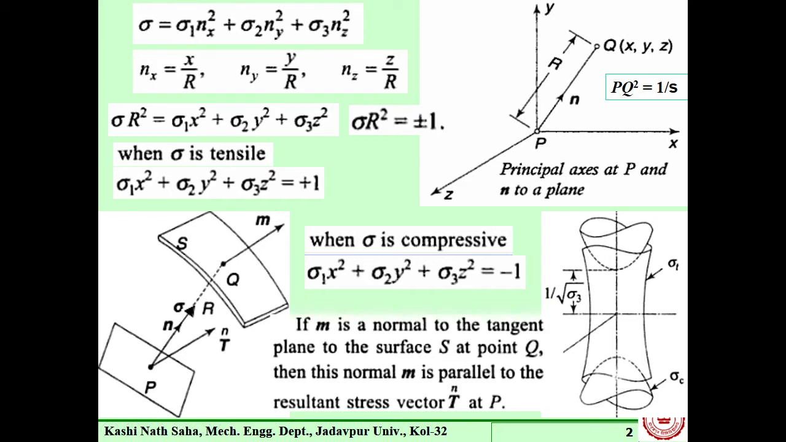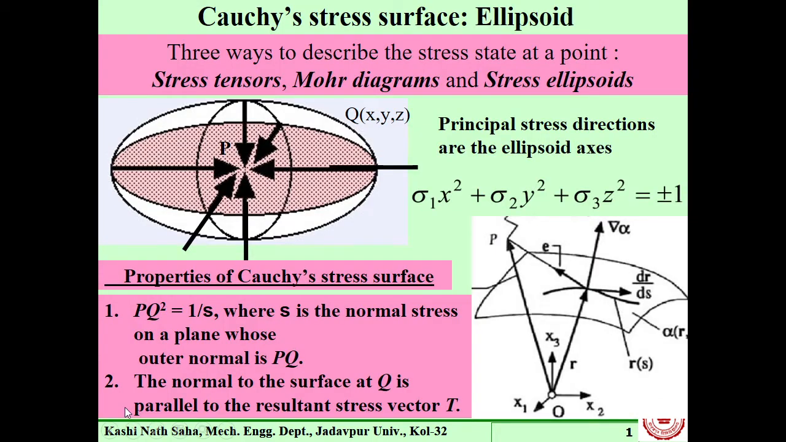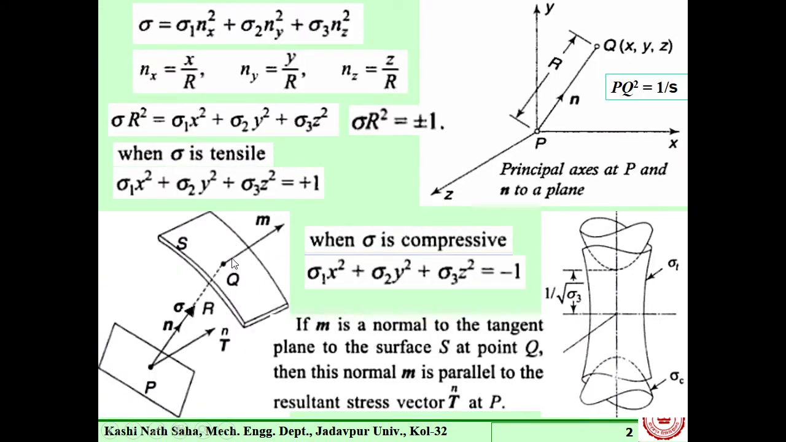So what is this particular direction M? The outer normal of this plane. That we can obtain if the surface equation is known. And the second statement states that the normal to the outer surface at Q is parallel to the resultant stress vector T. That means this direction M and this direction T are identical. So they are parallel, they have the same direction cosines. This is clear.